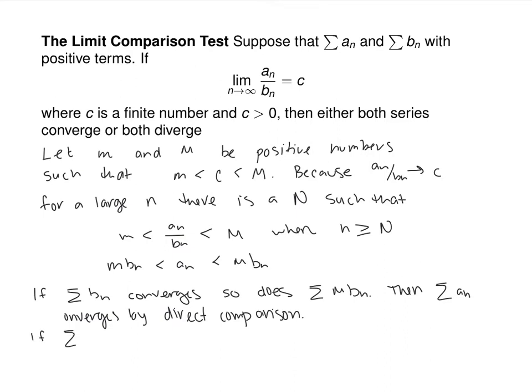If the sum of b_n diverges, so does the sum of little m times b_n. And since a_n is greater than little m times b_n, then the sum of a_n also diverges.